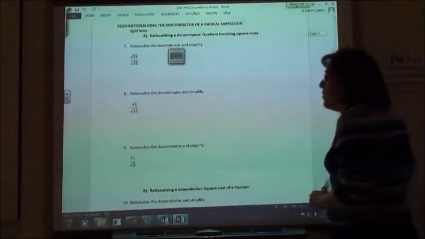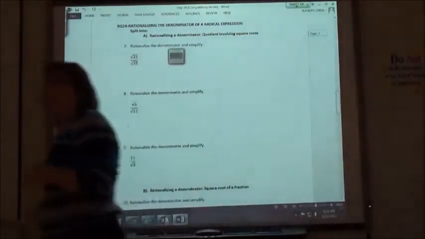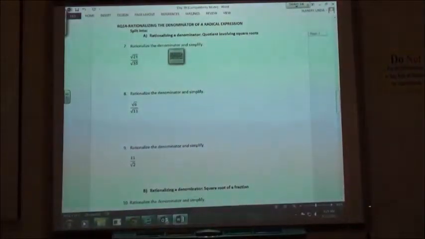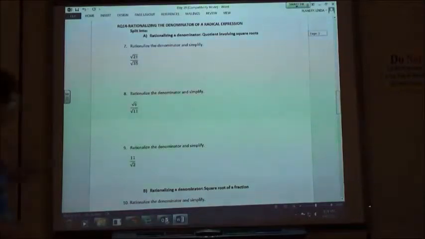About rationalizing the denominator of my radical expression. When they tell you to rationalize the denominator, what they're really telling you is to get the square root out of the bottom of the fraction. In best form, you never want to have the square root in the denominator. And so there's a few things you can do.